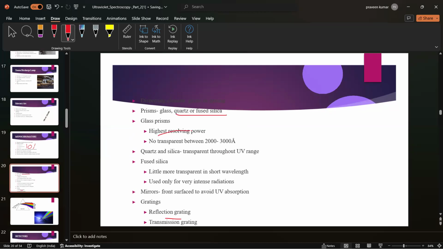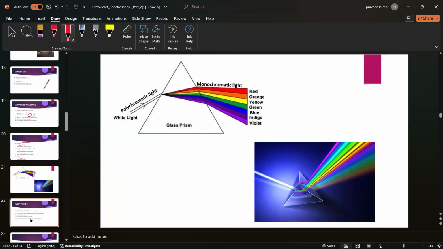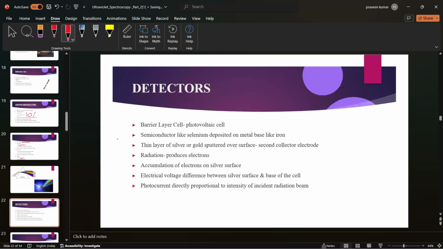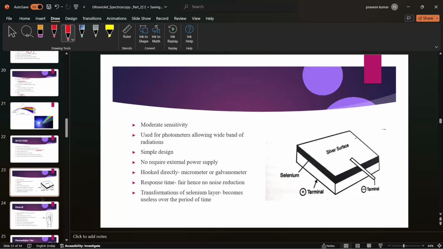Glass prisms have the highest resolving power, but are not transparent between 2000 to 3000 Angstrom. These are the different detectors which have been used, which include the barrier layer cell, also known as the photovoltaic cell, a semiconductor like selenium deposited on metal plates like iron, with a thin layer of silver or gold sputtered over the surface and a collector zone. There are also the photomultiplier tube and the photodiode array. These are the different types of detectors used in the UV.